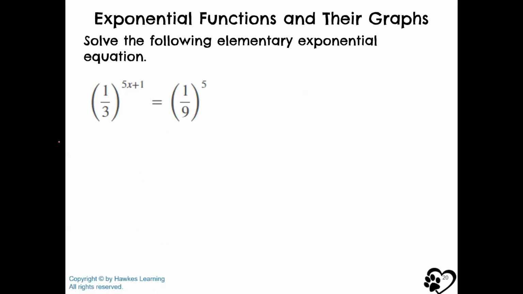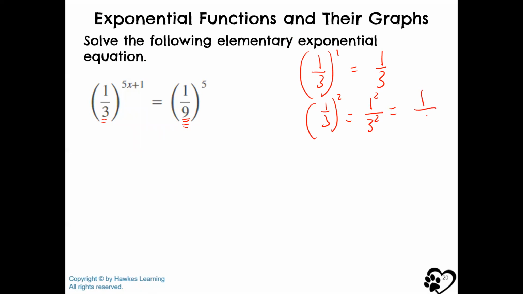All right, let's look at this one. 1/3. Is there any way to make 1/9? Can we rewrite it as a third? Well, let's see. 1/3 to the first power is 1/3, right? 1/3 squared would be 1 squared over 3 squared, which equals, guess what? 1/9.